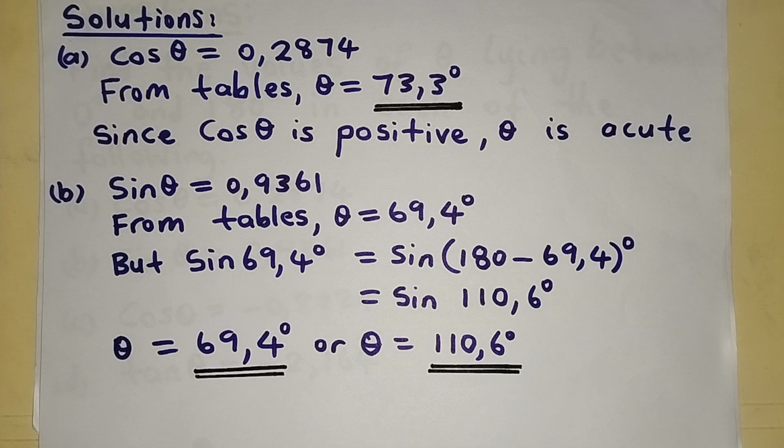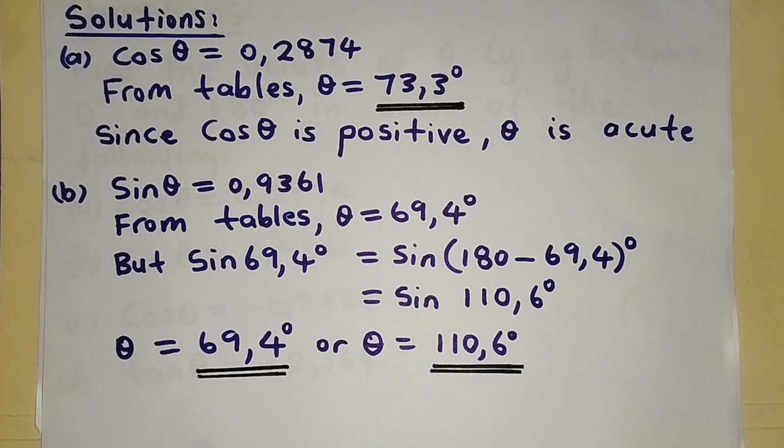Also, let me just give you additional information here. Sin 0 degrees is 0. Sin 90 degrees is 1. Sin 180 degrees is 0. Okay, let's proceed.